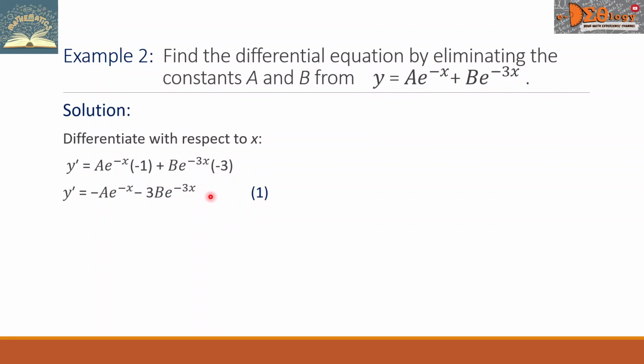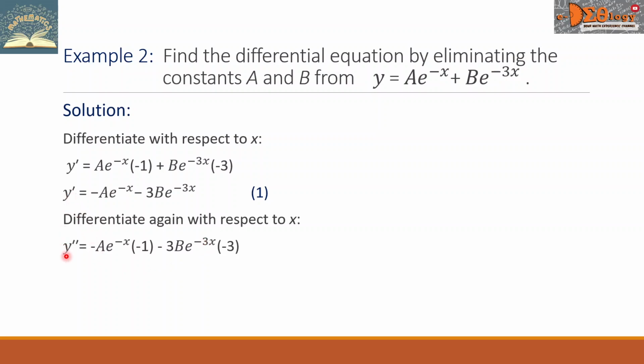Let us go now to the second differentiation. So it becomes second derivative equals the negative a times e raised to negative x times derivative of negative x, which is negative 1, minus 3 times b times e raised to negative 3x times derivative of this negative 3x, and that is negative 3. We can simplify the right side into like this. We call this equation number 2.